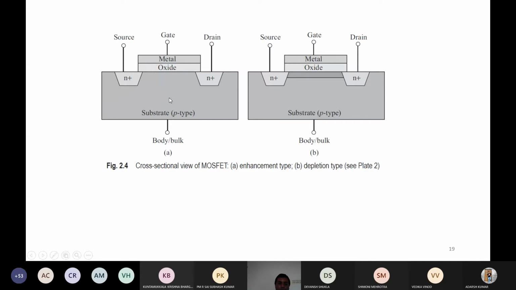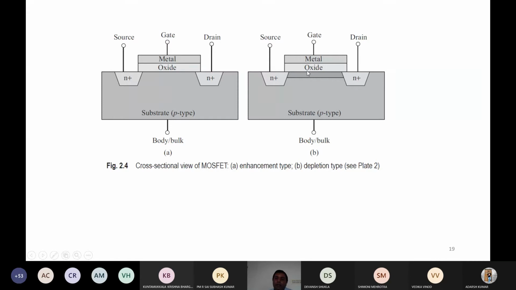Enhancement mode type. This is the transistor, and this is depletion mode. In depletion mode, it already has some channel, so it is already on. At 0 voltage also it is on, some current may be there, and if you apply some negative voltage, then it can be switched off, or turned off. So it requires some negative voltage application on gate voltage. Certain negative voltage is required to make it off.